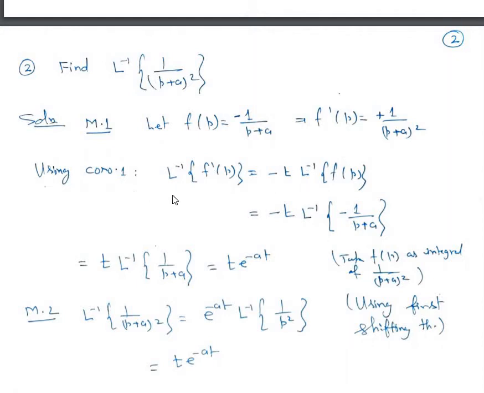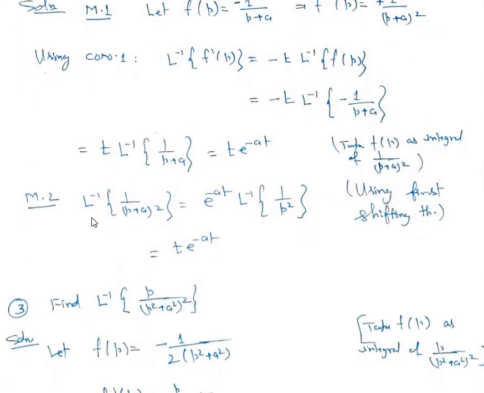So using corollary 1, L inverse of F'(p) is -t times L inverse of F(p), which is equal to -t times L inverse of, now F(p) is -1/(p+a), which is equal to t times L inverse of 1/(p+a), and which is t e^(-at). So I have written in the bracket, take F(p) as the integral of 1/(p+a)^2.